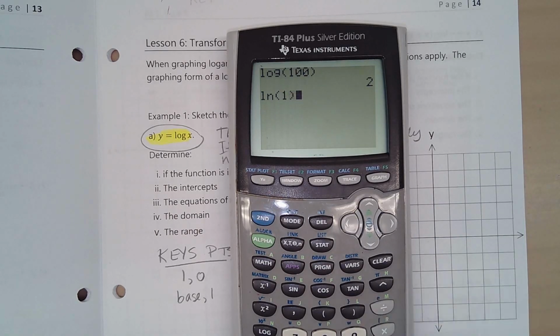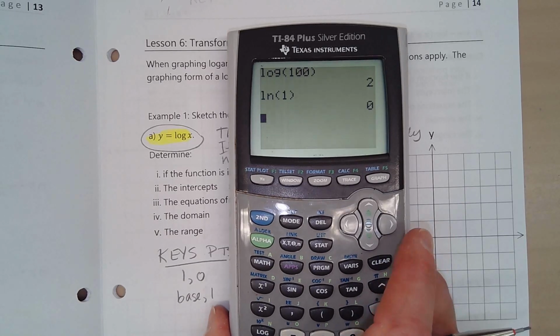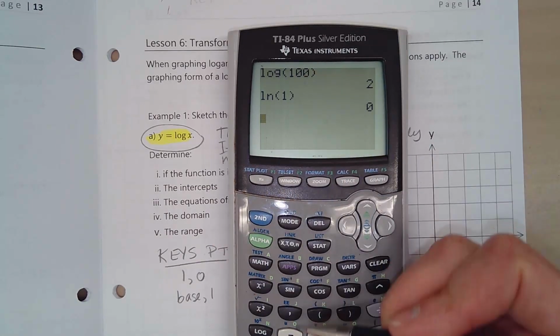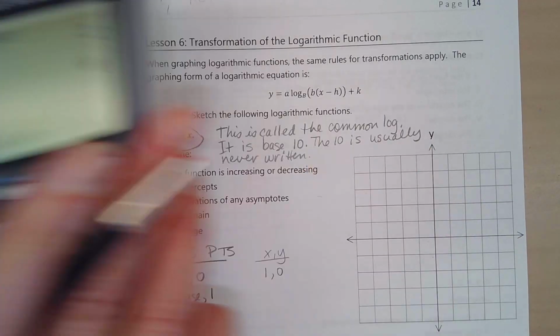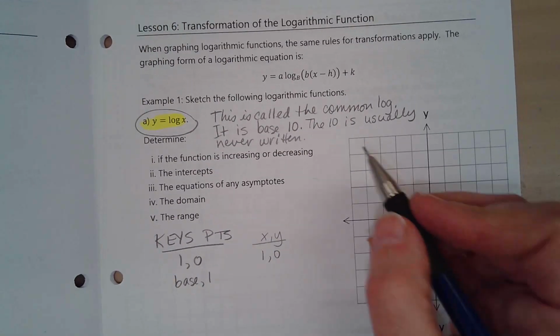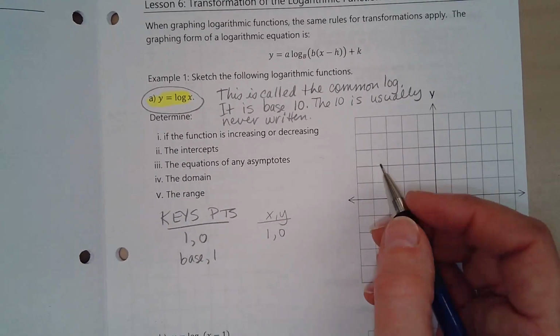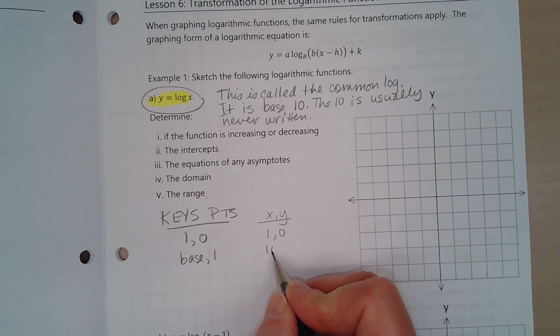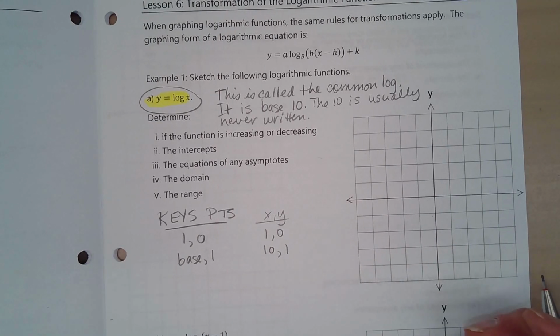So log in base e of 1 is going to be equal to 0. And we'll talk about all that later. But your calculator can only handle base 10s and base e's, okay? So base 10 is a really important graph, so let's see. So that means the base is going to be 10, 1.